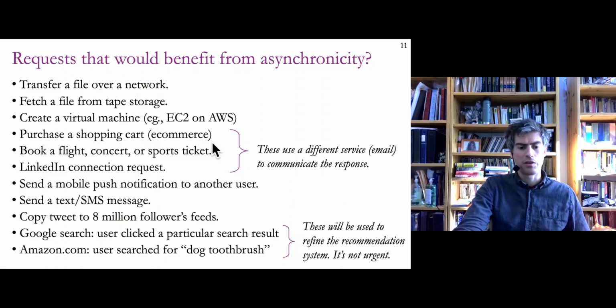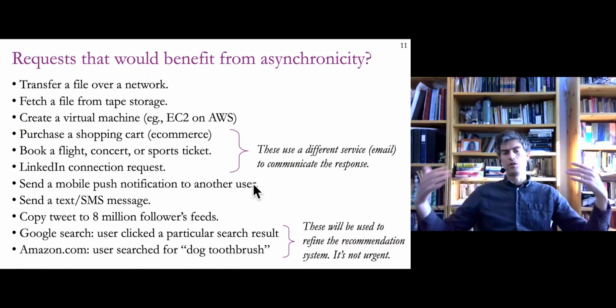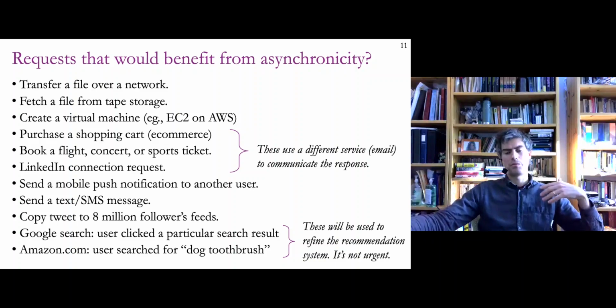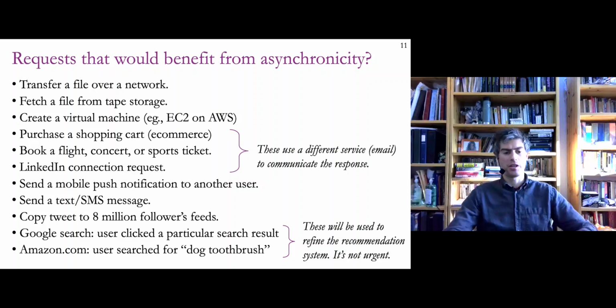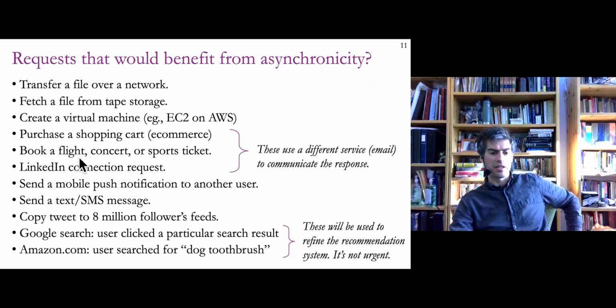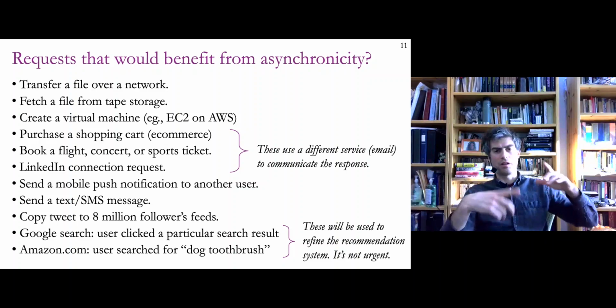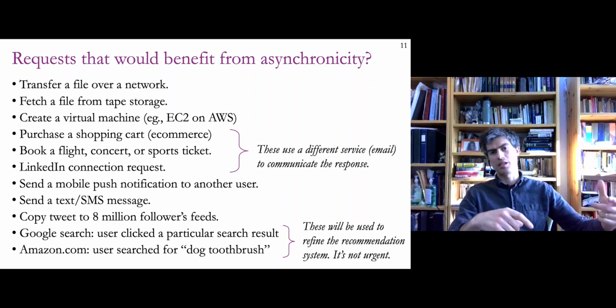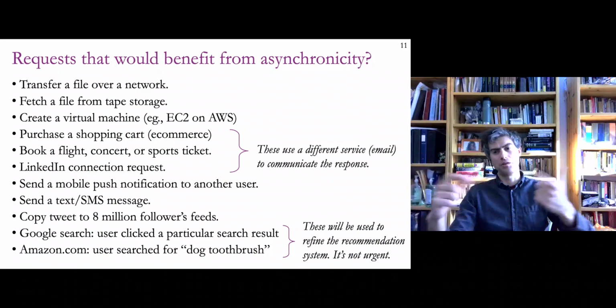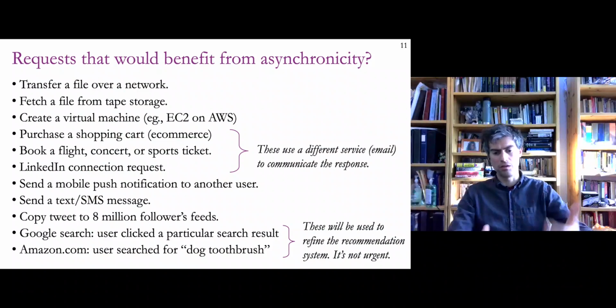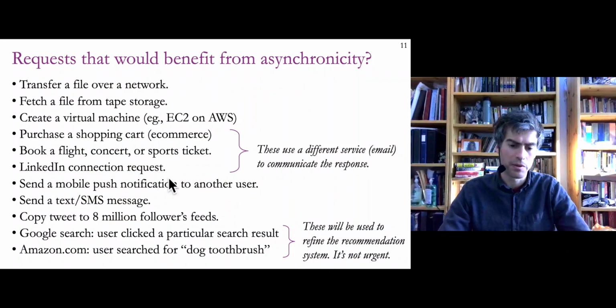Purchasing a shopping cart, we gave that already. Booking a flight or a sports ticket, making a LinkedIn connection request. These are all things that require something to happen in the real world. Someone has to deliver the item you bought. Someone has to maybe accept your LinkedIn request. In the case of booking a flight, the reason this has to be asynchronous is because there often are several backend systems that need to communicate. If you're using orbitz.com to book your flight, Orbitz has to contact, let's say, American Airlines to make sure that your seat is still available, and there's a whole back and forth there that takes a long time.